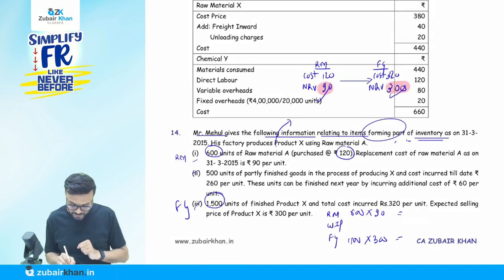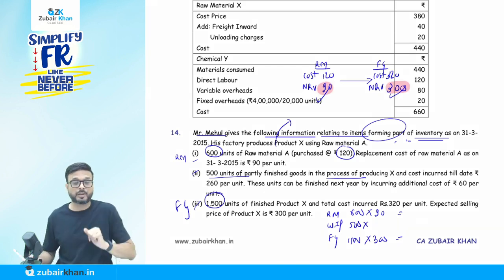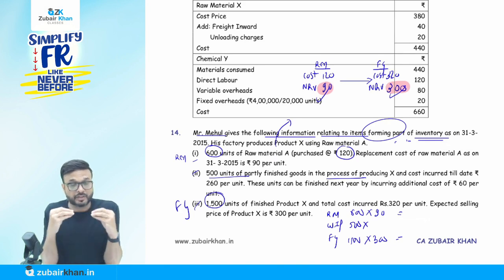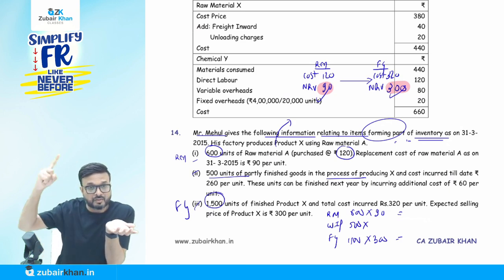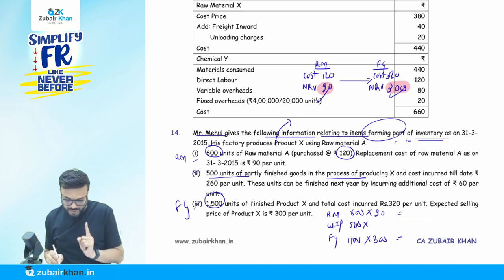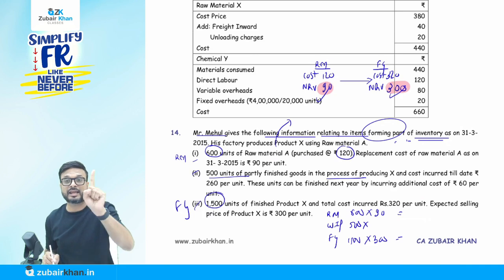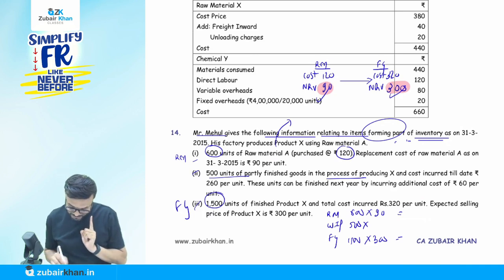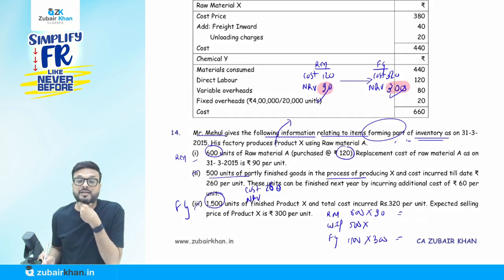They say it's 500 units of partially finished goods. So 500 multiplied by. In the case of partially finished goods or WIP, I told you that cost they will give us, but for NRV, first take the NRV of the finished goods minus any cost that we have incurred from the WIP to finished goods stage. So they say 500 units of partly finished goods in the process of producing X, and the cost incurred till date is 260. The cost is 260. And these units can be finished next year by incurring an additional cost of 60.